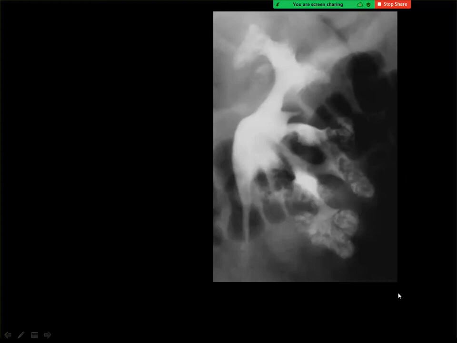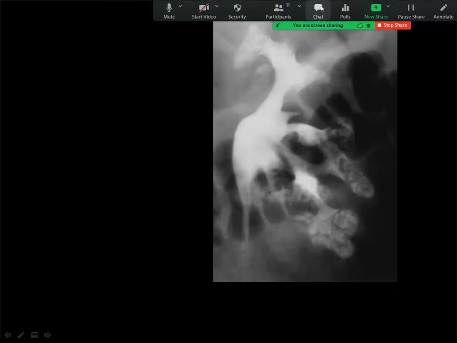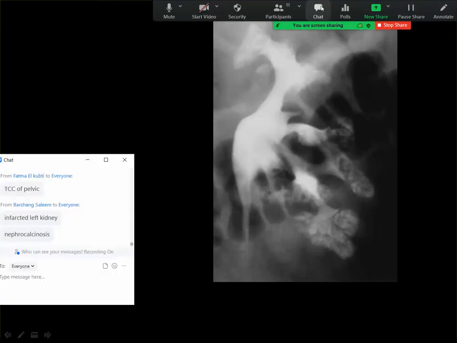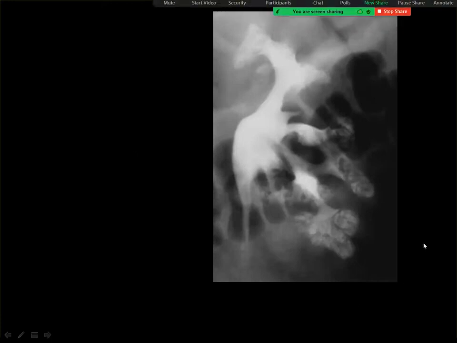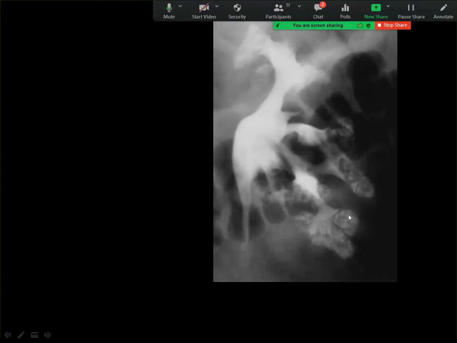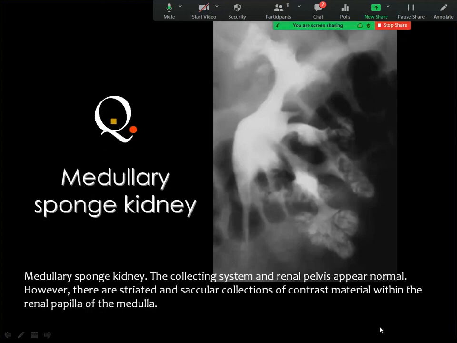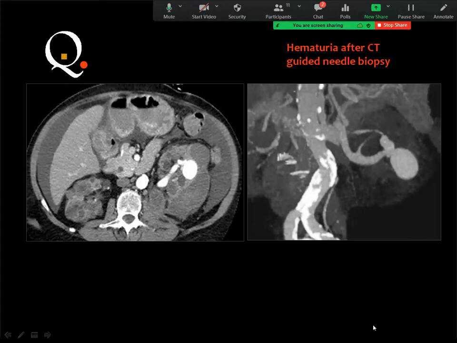Next case is a magnified view from an intravenous urogram. Yes, which type of nephrocalcinosis? Yes, and this is a medullary sponge kidney. You got the classic calcification within the renal pyramids, which is similar to a brush with maintained function of the kidney. And this is a classic appearance of a medullary sponge kidney.